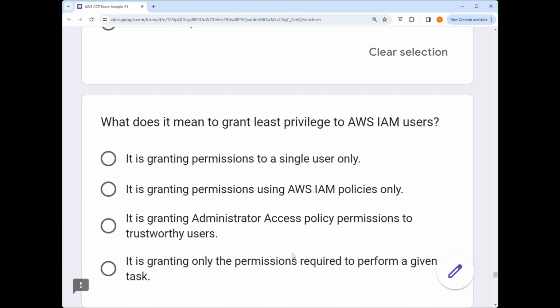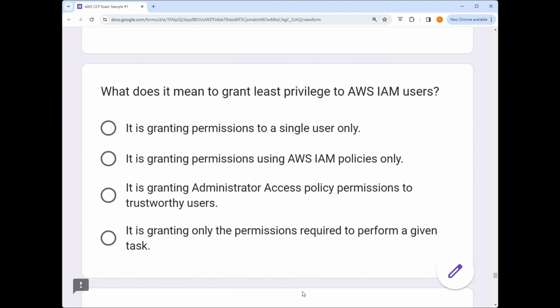What does it mean to grant least privilege to AWS IAM users? It is granting permissions to a single user only. It is granting permissions using AWS IAM policies only. It is granting administrator access policy permissions to trustworthy users. It is granting only the permissions required to perform a given task. Correct answer: It is granting only the permissions required to perform a given task.